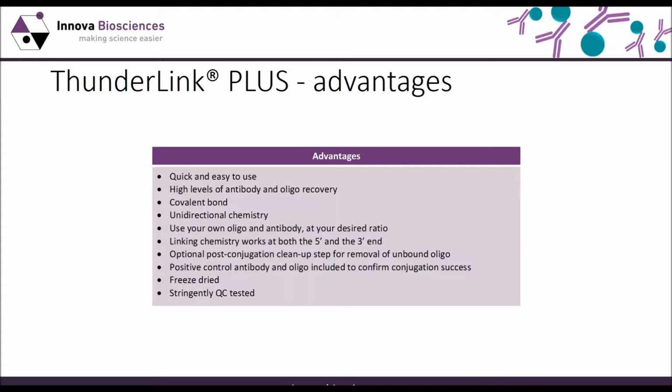The ThunderLink Plus technology is flexible, allowing you to use your own antibody and oligo at your chosen ratio. And since the linking chemistry works at either end of the oligo, there's the possibility to add extra modifications. As well as including an optional post-conjugation cleanup step to remove unbound oligo, the kit is provided with a positive control antibody and oligo to confirm that the conjugation has been successful.